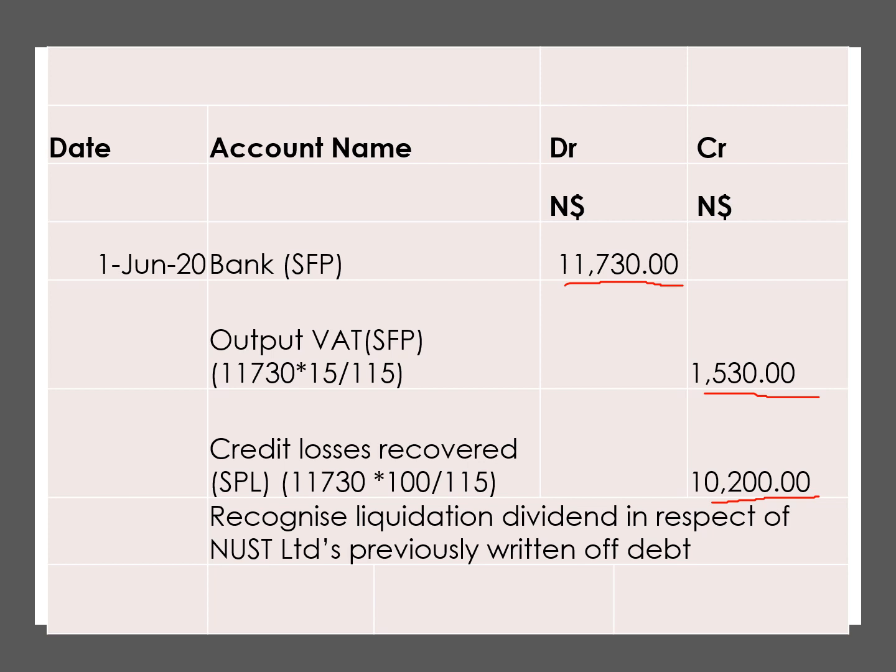We credit the bad debts recovered account because it is a reduction of the bad debts expense account. The journal narration will be recognized liquidation dividend in respect of NAST Ltd's previously written off debt. The receiver of revenue deems that a supply has taken place in the instance where there is a recoupment of a debt previously written off as irrecoverable. Thus, VAT output has to be recognized.